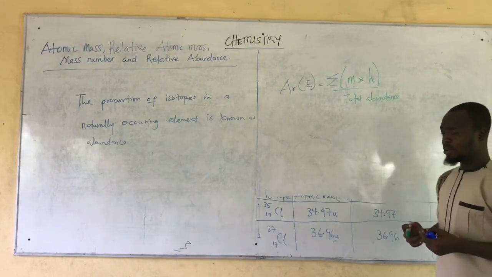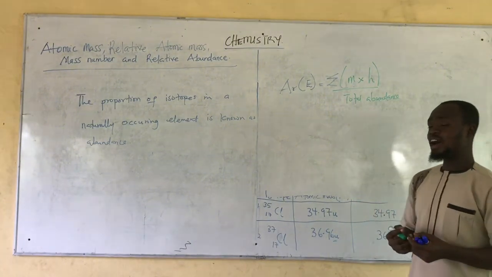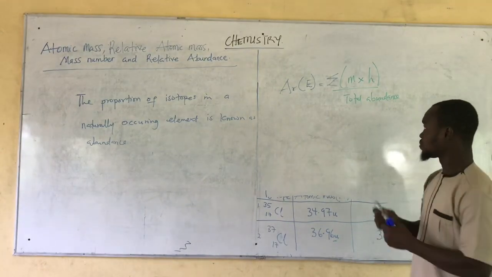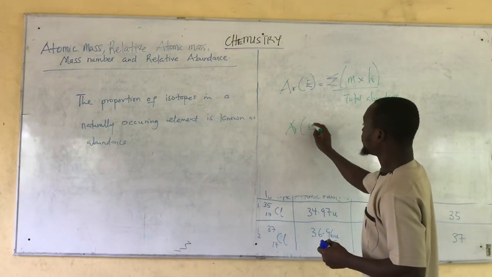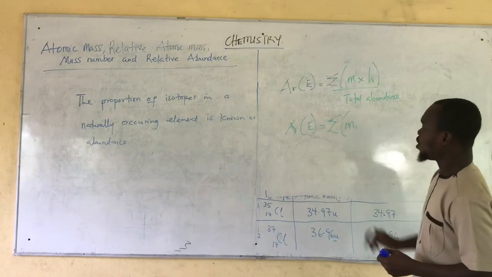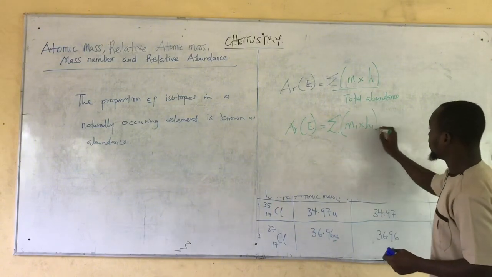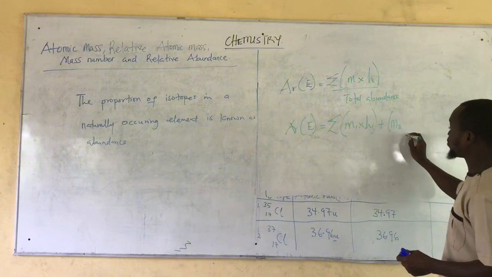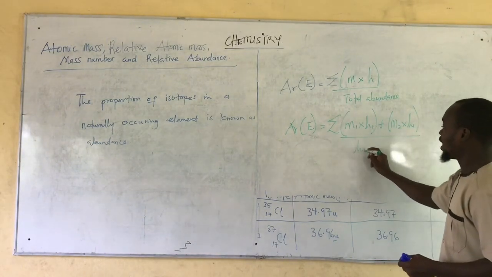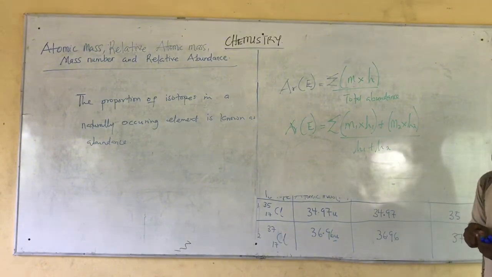Is that okay? But when we take some elements, they exist in the form of isotopes. So when you have an element which contains, let's say, 2 isotopes, to calculate the relative atomic mass of that element, the Ar of that element will be equal to the summation of the mass of the first isotope times its abundance, plus the mass of the second isotope times its abundance, all divided by the total abundance.